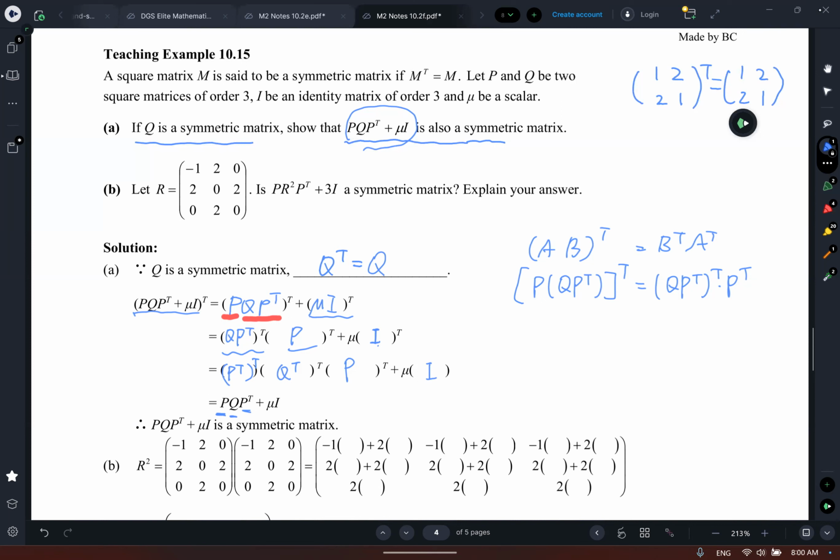Okay. So that is pure algebra. Pure algebra. We don't know what P and Q are. Am I right? I think I'm right.